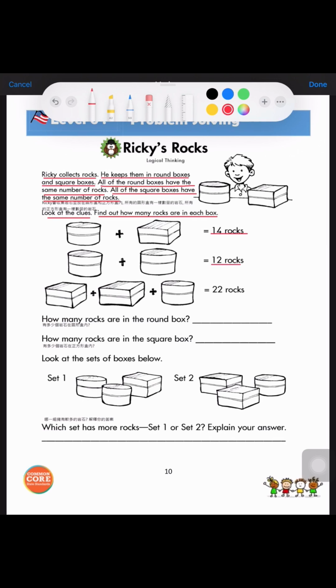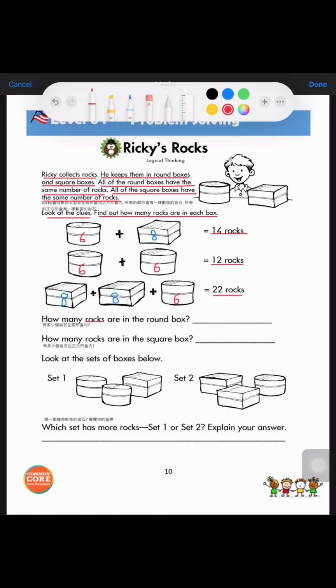The next clue, 2 round boxes equals to 12 rocks. So we know that each round box contains 6 rocks. Now let's get back to the first clue. The round box has 6 rocks, so the square box contains 14 minus 6 equals to 8 rocks. Now for the third clue, we know that each square box contains 8 rocks and each round box contains 6 rocks. So it's 8 plus 8 plus 6 equals to 22.